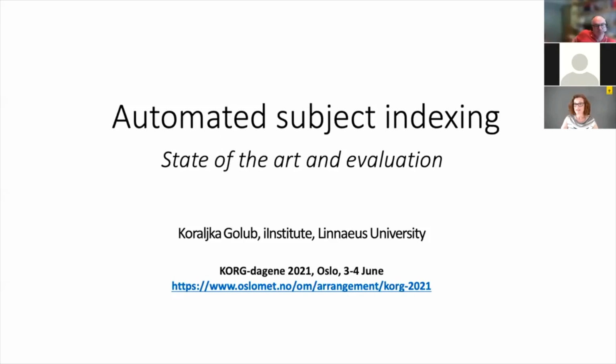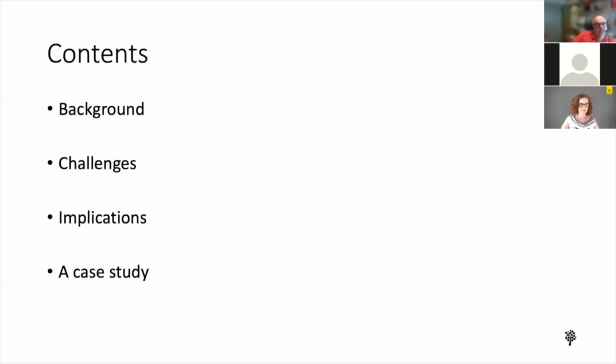So the title of this talk is Automated Subject Indexing, although with this we also refer more broadly to classification, but we do focus more on identifying topics and themes or keywords, which can also be represented by classes. And it's state-of-the-art and evaluation, which is to be addressed in 4 main sections.